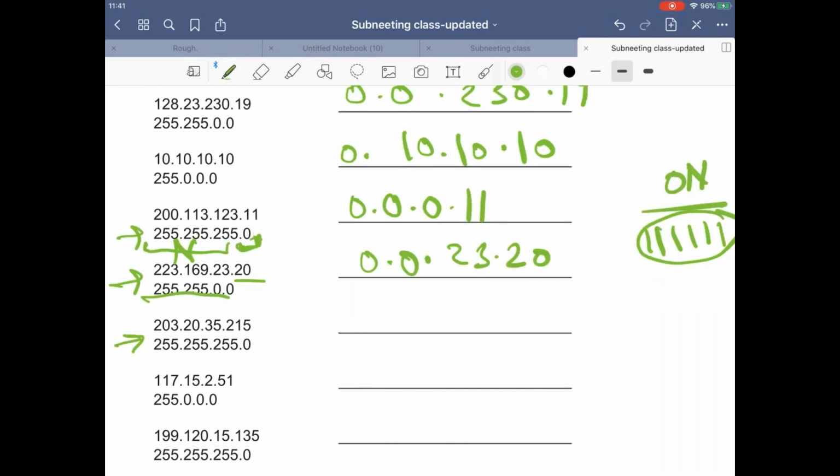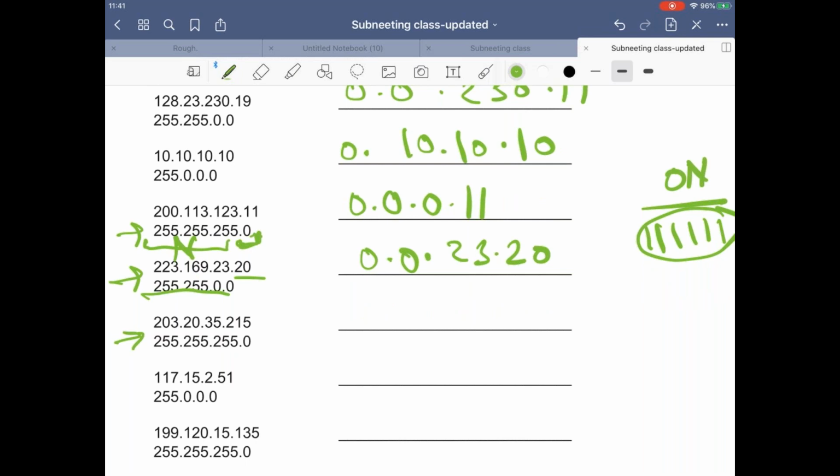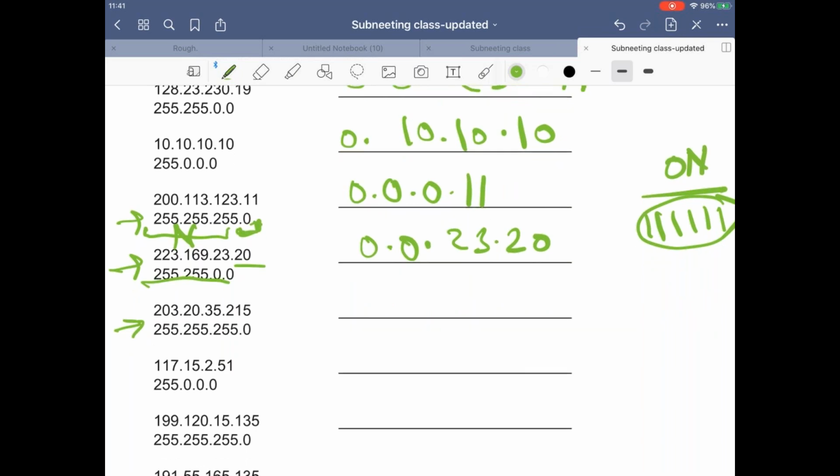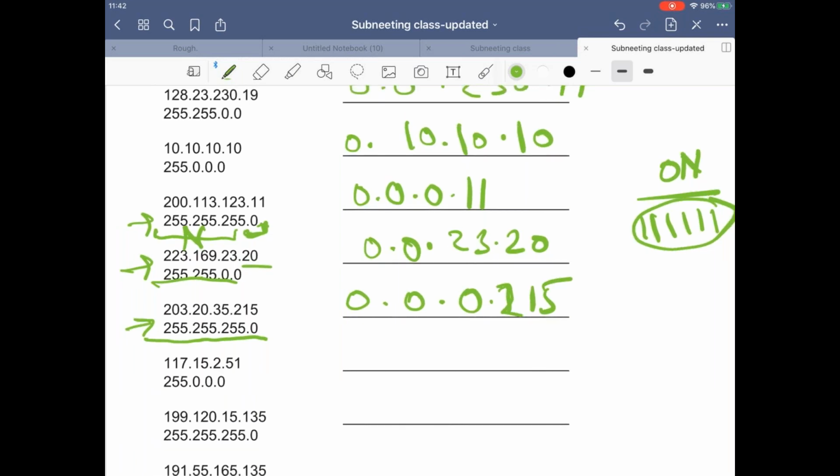203.20.35.215. This IP address has one subnet mask. The given subnet mask is 255.255.255.0. So the network portion, the host portion will be 215. You will do this. Next, default subnet mask.